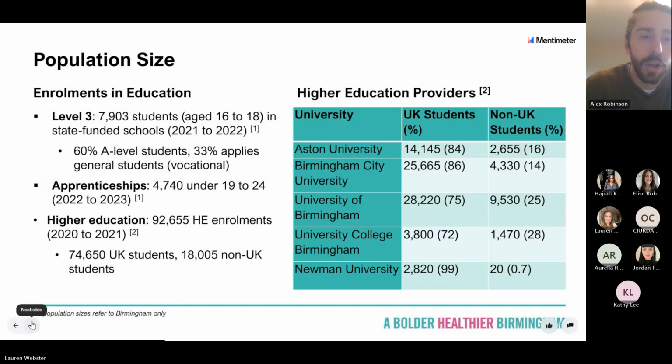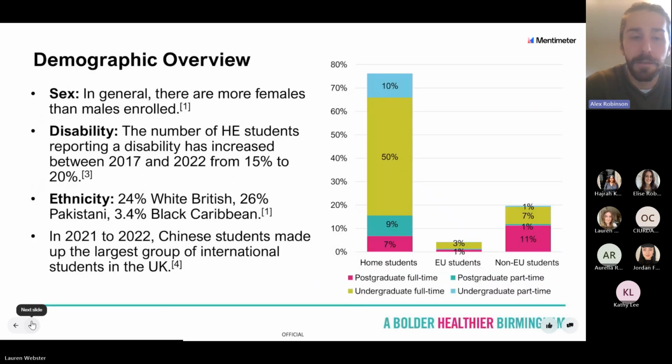Now looking at some of the demographics of that community. When we look at the gender of students, generally there are more women than men enrolled as students in Birmingham across most student groups. So at level 3, 59% were female. In terms of higher education, there's more women than men enrolled at all of the 5 higher education providers within Birmingham, apart from Aston University, where there's more men.